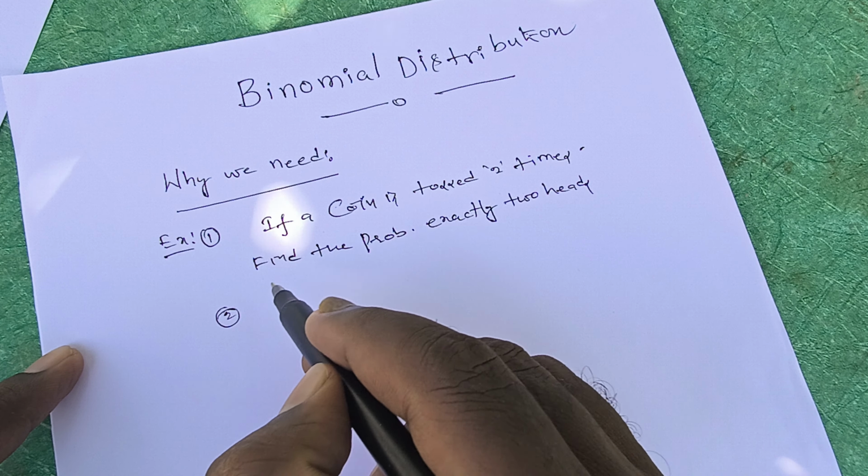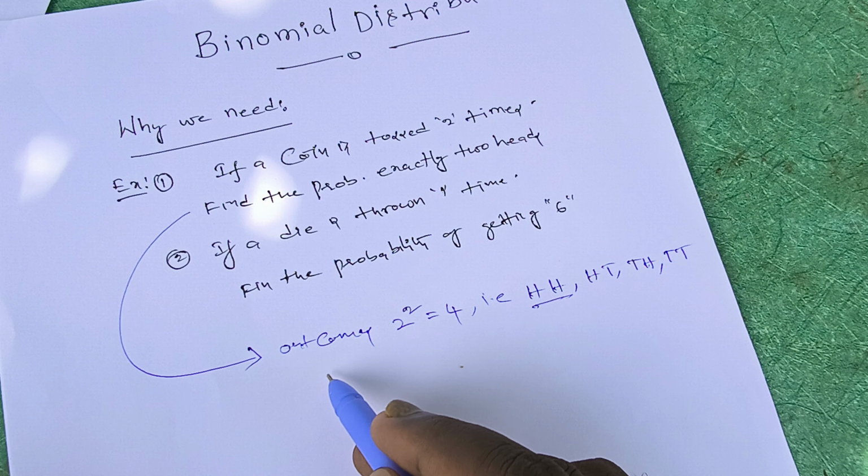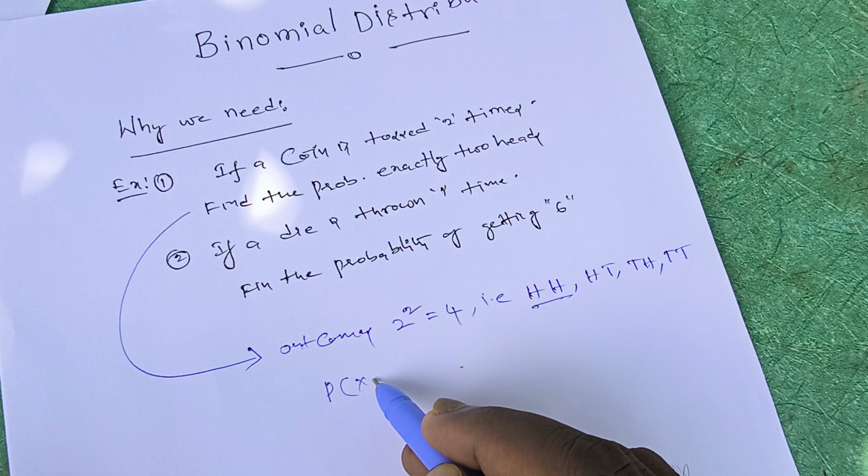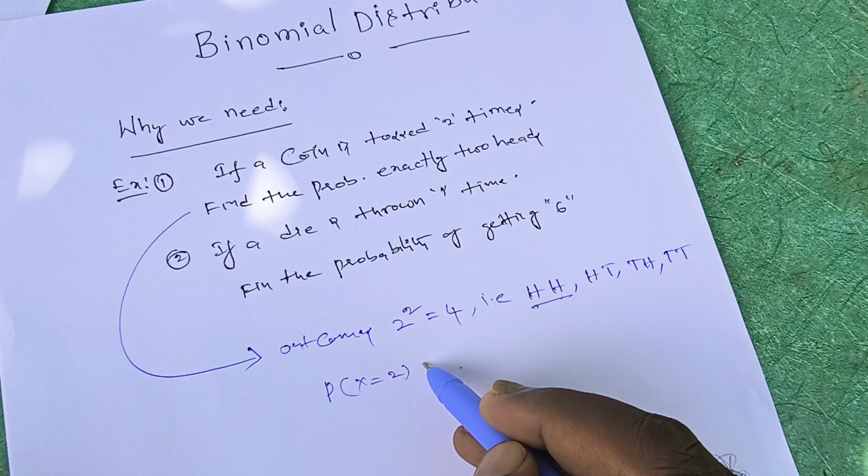Observe these two examples carefully. The number of trials in each experiment is very small. In the first example, the total outcomes in this experiment is 2 square, that is equal to 4. Those are HH, HT, TH and TT. So here I am going to find the probability of exactly 2 heads. Exactly 2 heads is only one case, that is HH. Out of 4 there is only one possibility. So probability of x equal to 2 is 1 by 4, where 2 means exactly 2 heads.